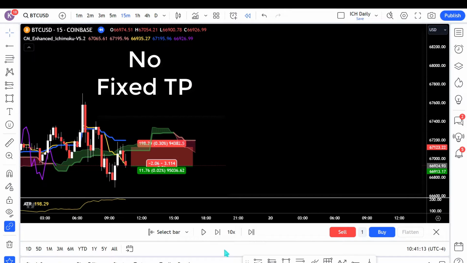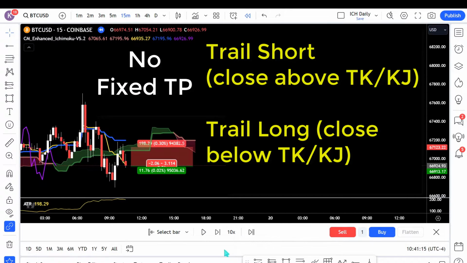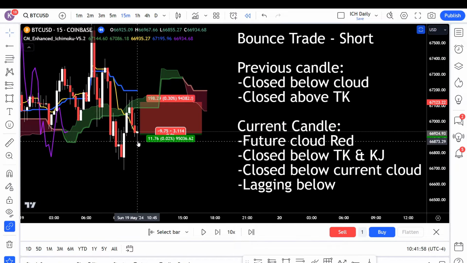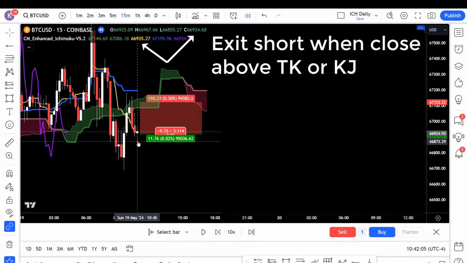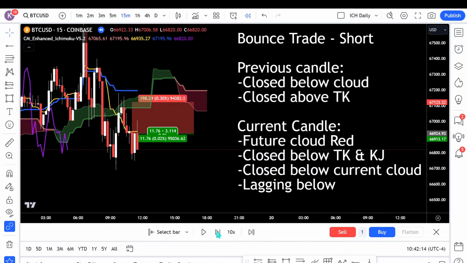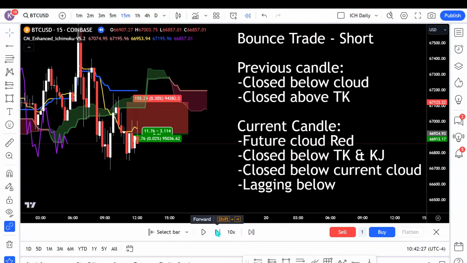With the bounce trade, we don't use a fixed take profit. We only close a trade when it closes above one of the moving averages. We can either use TK, the faster moving average, or KJ, the slower moving average, as the trailing stop loss. So this very next candle, the TK is at 935, we close at 934. So we're still below and we're still in the trade. So remember, it's a close above, not a wick above. So both of these candles, we would not exit the trade.